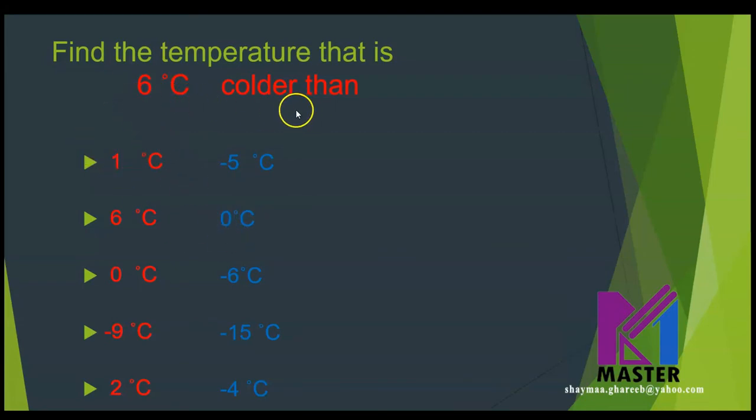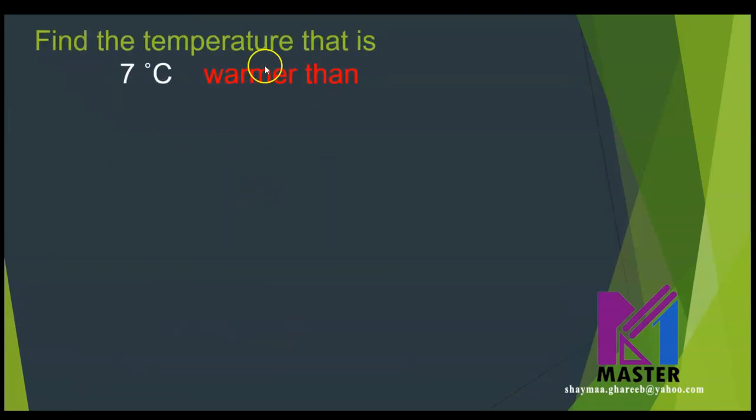0 is 6 degrees colder than 6. -6 is 6 degrees colder than 0. And -15 is 6 degrees colder than -9, and so on. Now find the temperature that is 7 Celsius degrees warmer than these temperatures. So warmer means I'm going to count forward, or count on by 7.